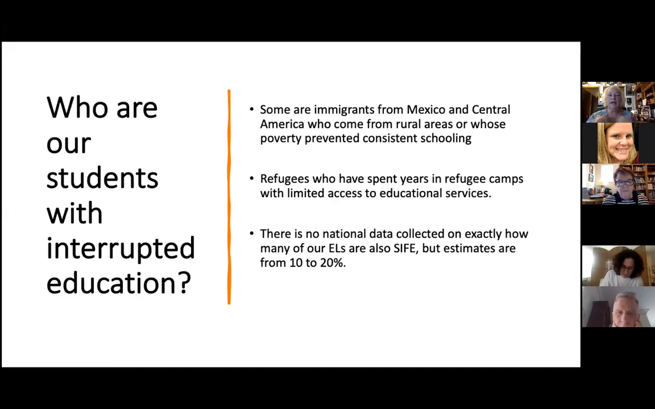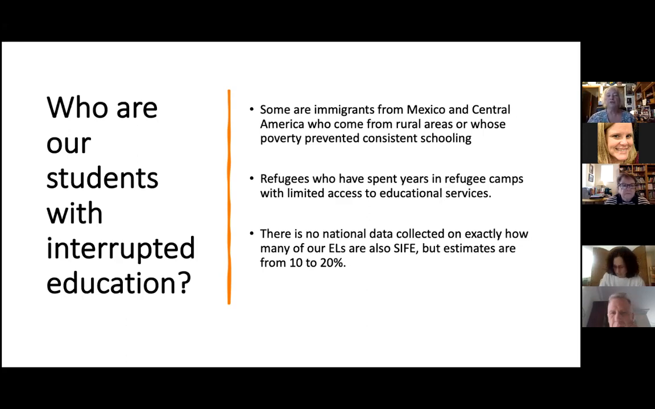But when we talk about SIFE or SLIFE, we are focusing in on the English language learner, the immigrant who is coming, who for several possible different reasons has not had consistent schooling. So we know some of those are immigrants who come from Mexico and Central America. And we're going to look at some of those specific countries in a minute and why the situations there could have kept them from having consistent or equivalent schooling before they leave and come to the US.